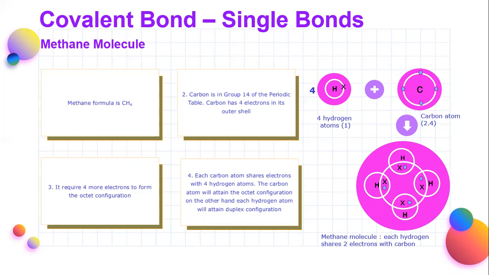So the carbon atom shares electrons with 4 hydrogen atoms, and the carbon atom will attain the octet configuration. On the other hand, each hydrogen atom will attain the duplet configuration. So in other words, for the methane molecule, each hydrogen shares 2 electrons with carbon.